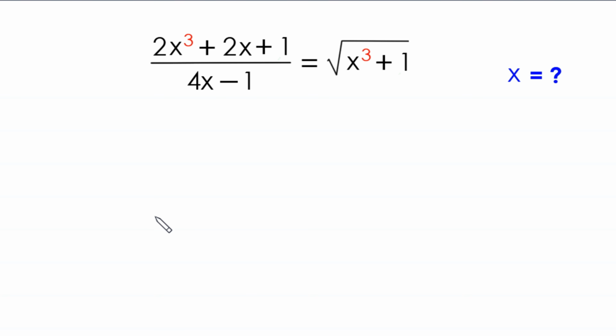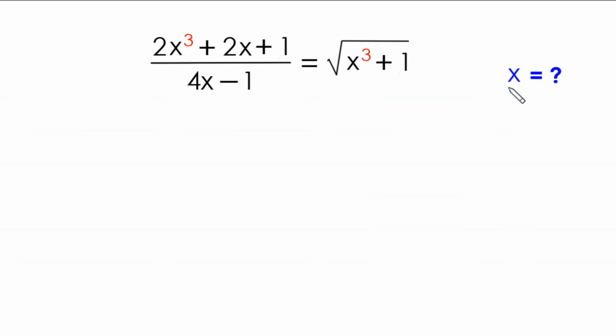Hello everyone, welcome to how to solve this very nice radical equation: (2x³ + 2x + 1) divided by (4x − 1) equals the square root of x³ + 1. Our job is to find all possible values of x.